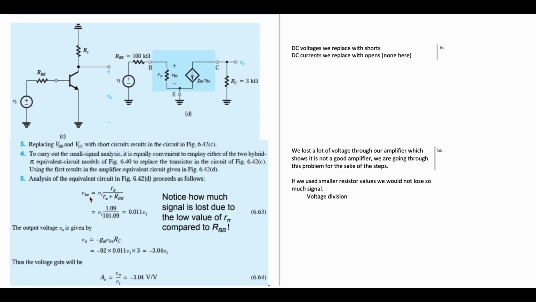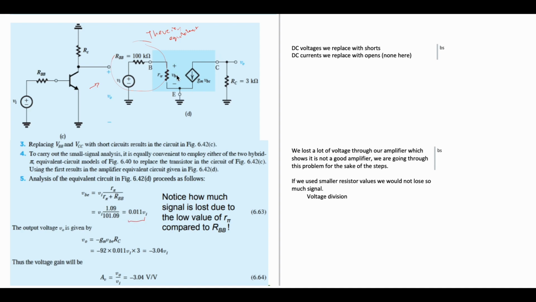The analysis of the equivalent circuit in our figure proceeds as follows. So we have our VBE equal to, and then we have the equation right here. The reason why we get this is because if we rewrite this like how we have here, and this can be found in the notes, we only look at this part, and this is going to be like a Thevenin equivalent. So we have to find this, right? The Thevenin equivalent, well, it looks like we would use the voltage divider. If we use a small resistor value, we would not lose so much signal. Note how small our signal is right here. If we use bigger resistors, we would not have such a small value. We wouldn't lose so much signal here.